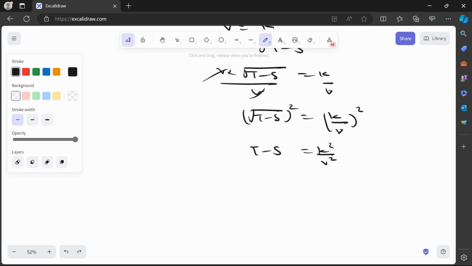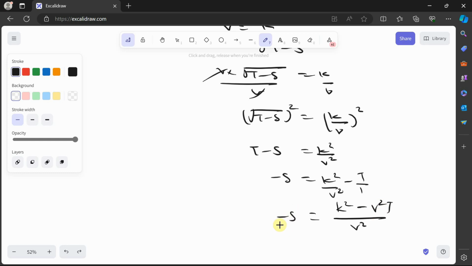Right? And because I want to make s the subject of the formula, this is minus s is equal to k squared all over v squared minus t. So this is all over v squared. v squared in v squared is 1 times k squared is k squared, minus, this is like saying t over 1. v squared in 1 is v squared times t, that is v squared t. So this is minus s.